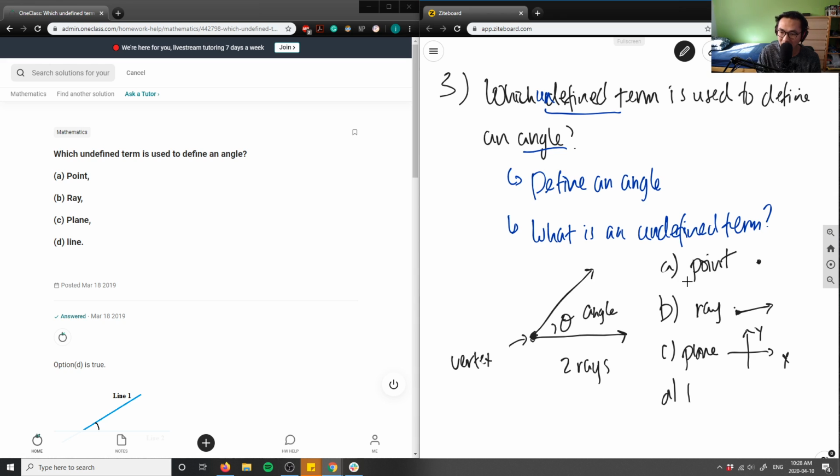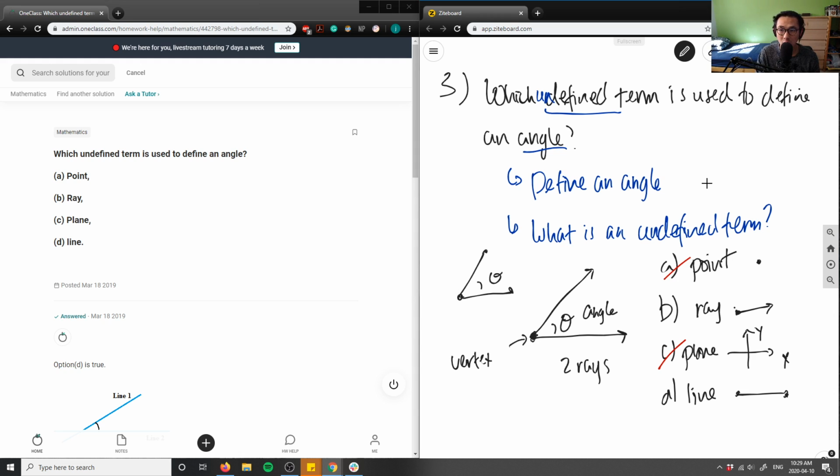And then D here is a line. And a line is different from a ray in the sense that a ray goes from one point and has a defined endpoint here. So of all these four things, I can say that A is wrong and C is wrong. But B and D could be possible answers because if I have a ray like this, I could also have a line that goes like this, and a line that goes like this, and this would still make it an angle here, right? So again, line and ray are both correct answers, but we have to look back at the question.